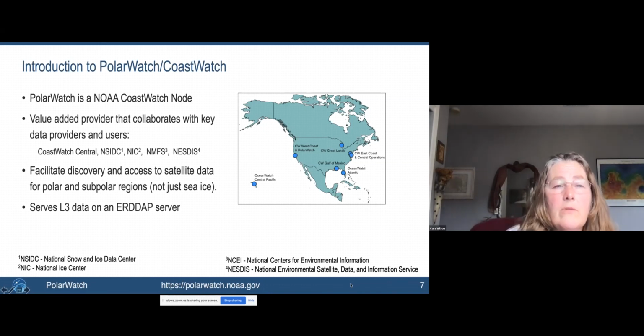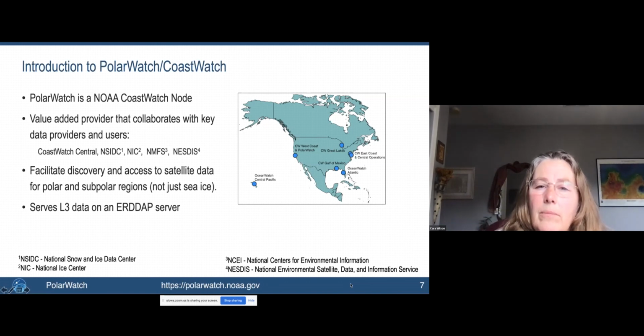And Polar Watch is a relatively new node that was set up recognizing that the polar regions, where you want sea ice, were sort of left out of the nodes that Coast Watch had, which were pretty much just around the coastal areas of the United States. So Polar Watch was set up to facilitate satellite use in the polar region. So not just sea ice, but also the other satellite products that we have.